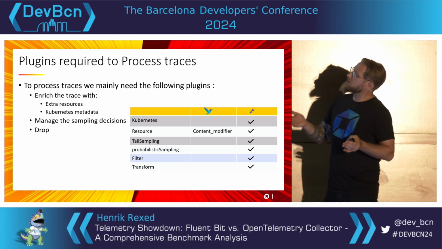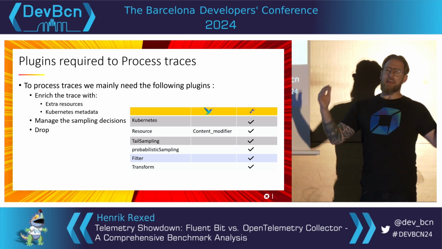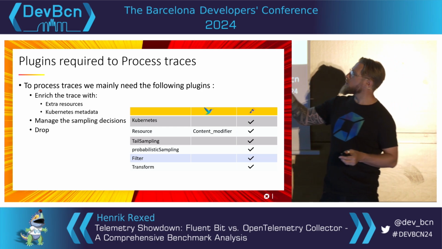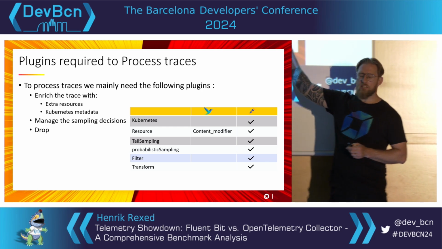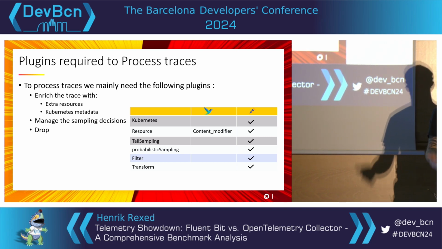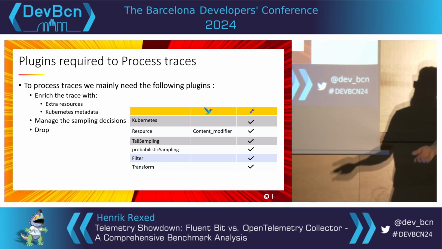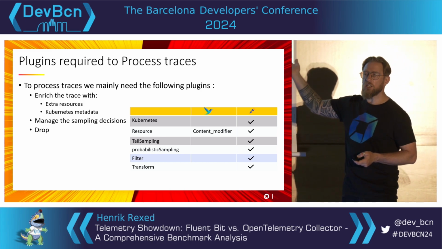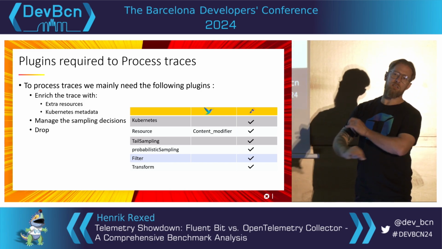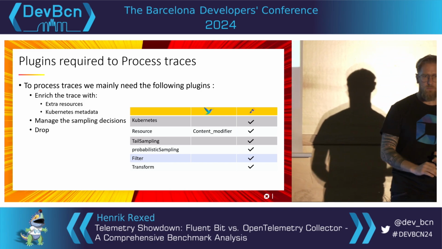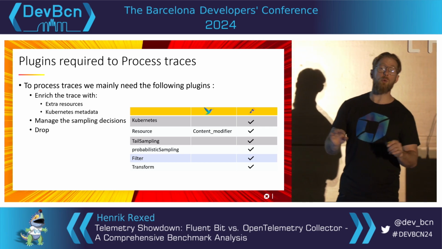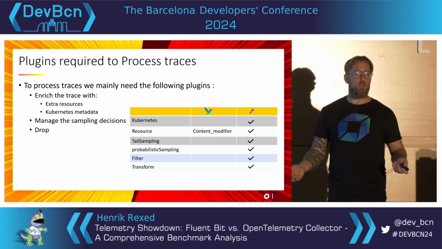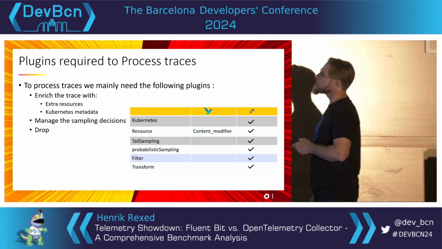And of course, as expected, the collector has everything. It will serve our needs, so no questions about that. On the Fluent Bit side, because they are pretty new on that aspect, and they're dealing with the traces more like a JSON object, like a log, they can basically enrich the data with a content modifier. And that's the only thing they can do. So for traces, no question. I think we all agree the collector is obviously the winner. It has everything that we need.